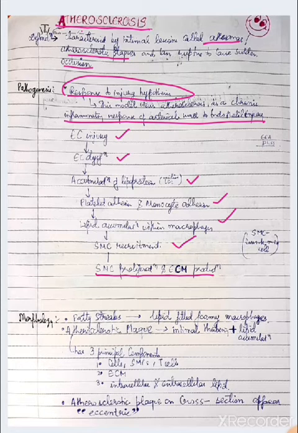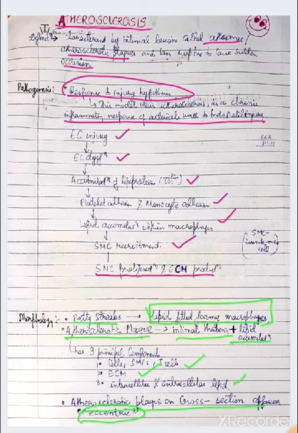Now the morphology of atherosclerosis. Fatty streaks are lipid-filled foamy macrophages. An atherosclerotic plaque means intimal thickening plus lipid accumulation. An atherosclerotic plaque has three principal components: cells, especially smooth muscle cells and T cells; ECM; and intracellular and extracellular lipids. On cross section, an atherosclerotic plaque appears eccentric.